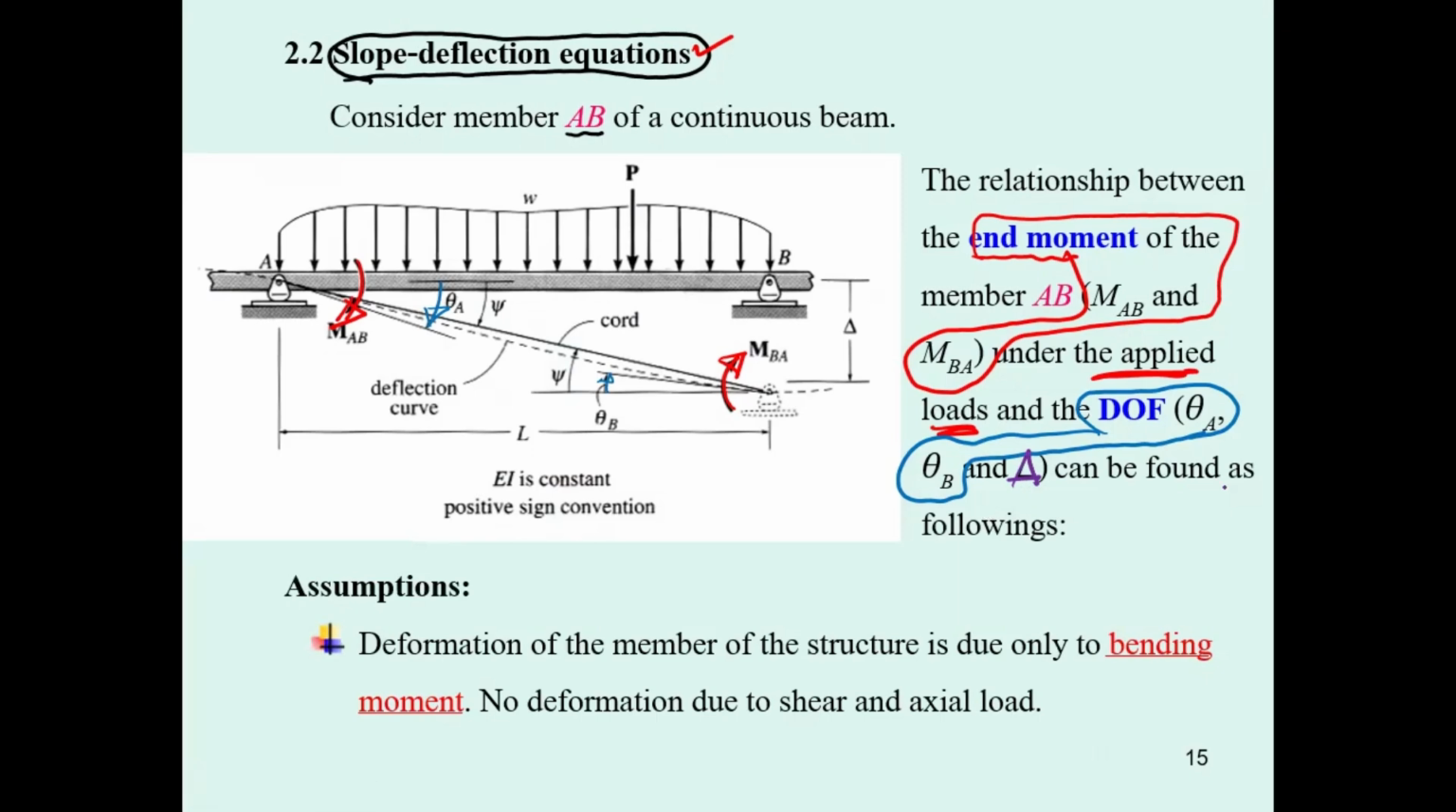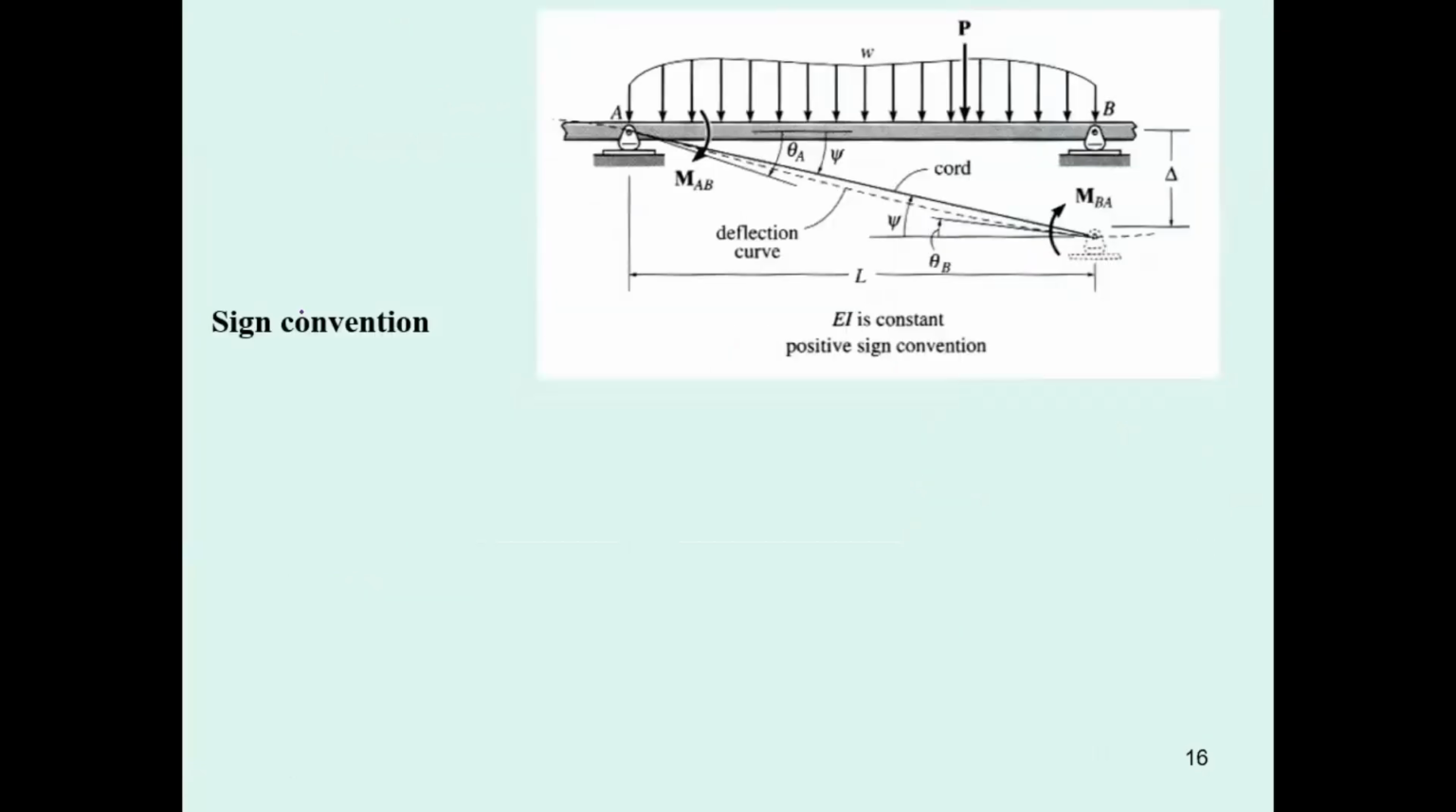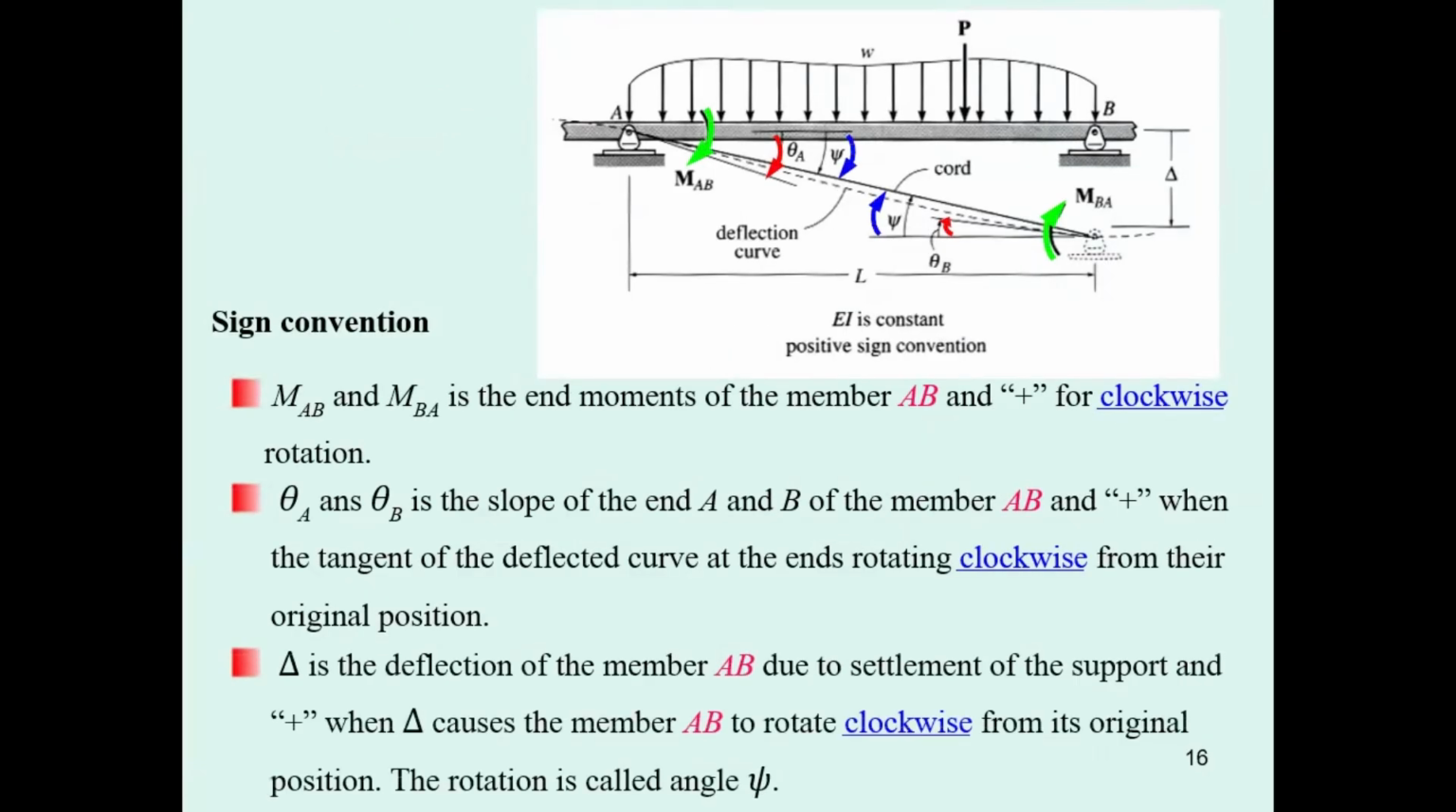But before we relate it, we have to put the assumption that the deformation is only due to the moment, with no axial deformation. Also, the joint is going to be a rigid joint, or in other words, the sum of the moments at the joint is going to be 0. We are going to put the sign convention as clockwise direction: zeta sub A, zeta sub B, the end moments, and phi are all positive if clockwise.